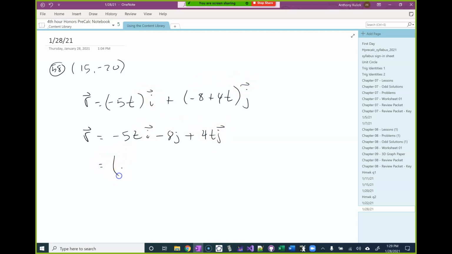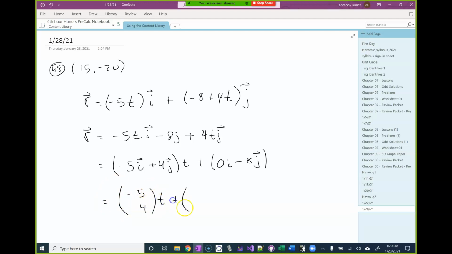So if I rearrange this, I have minus 5i plus 4j times t. And then we'll have plus negative 8j, and I'll write 0i minus 8j there. Is that okay? So we can translate this into our more familiar form, like this.